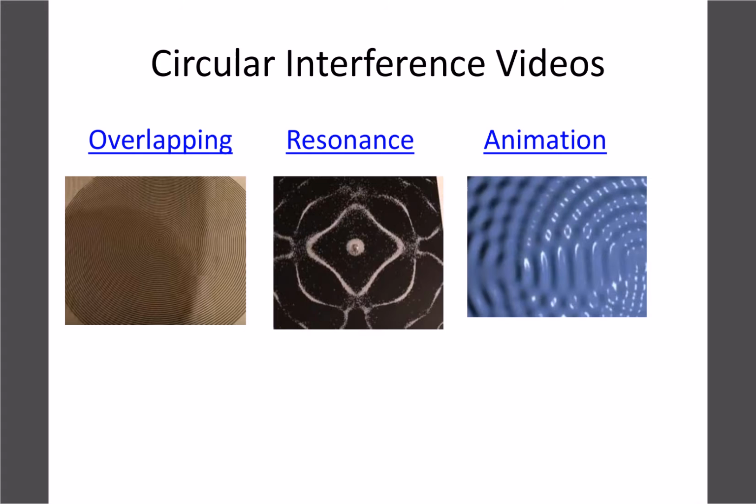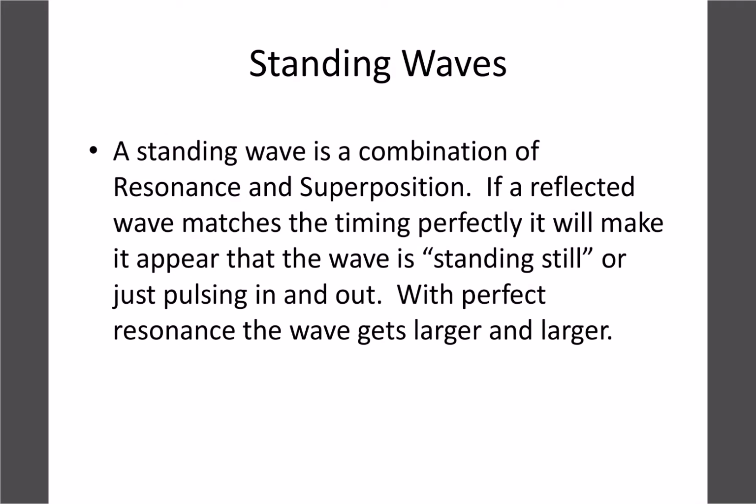So we can see some videos here of different types. You can even see just in this one these crests. Wherever these little bumps are, those are our crests. And then wherever the dark shadows are, that's where we're getting our destructive interference. So you can see these patterns of crests and troughs.